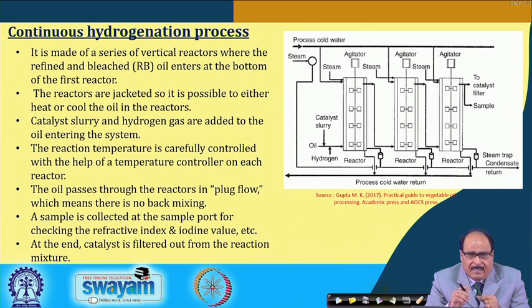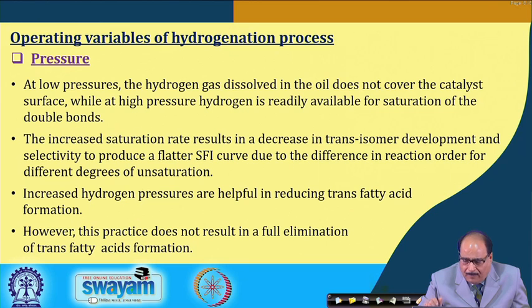Gases which are generated during the reaction should be allowed, at a continuous interval, to go out of the system to maintain the proper reaction rate, etc. All right. So, this is the hydrogenation process in brief, and there are certain points to be considered, like process variables of the hydrogenation process.